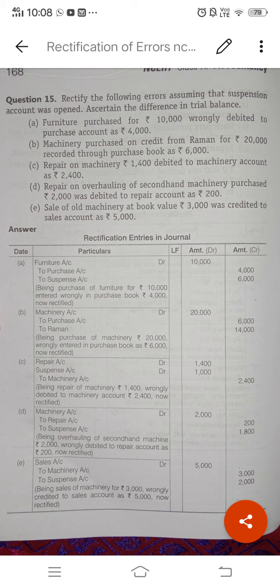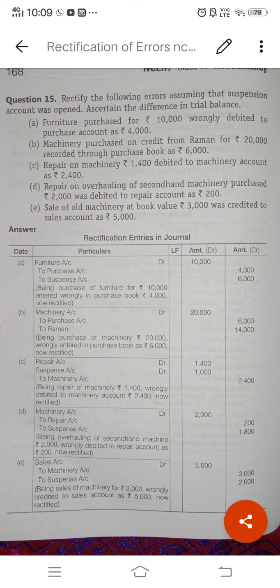And what is the correct debit? Purchase account is the wrong debit. Correct debit is we have to debit the furniture account with 10,000. So the correct debit is furniture account to be debited with 10,000. To cancel the wrong debit, we are crediting the purchase account with 4,000. So the balance 6,000 is to be transferred to the suspense account. Understood?